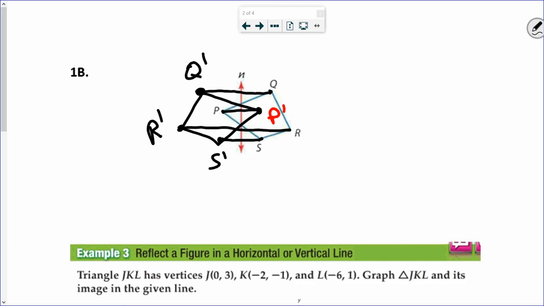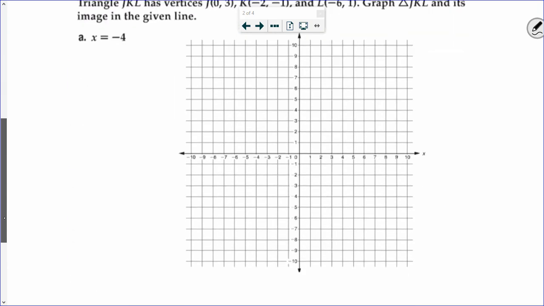Again, use your straight edge, make that look sharp. Okay, looks a little better.